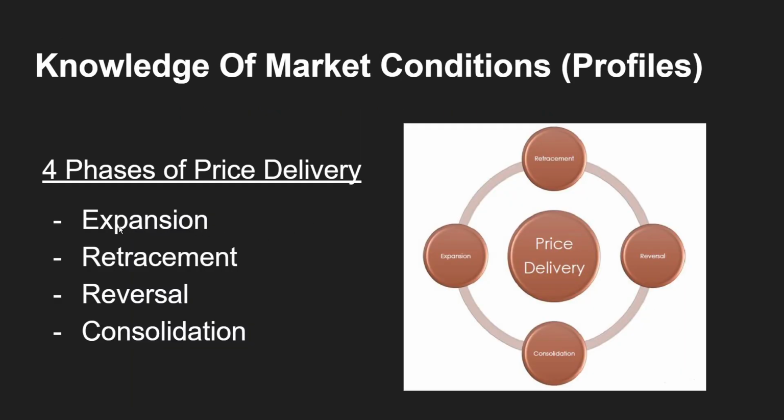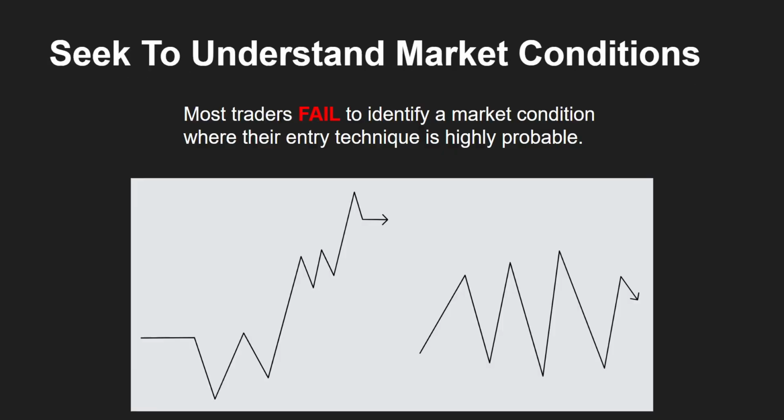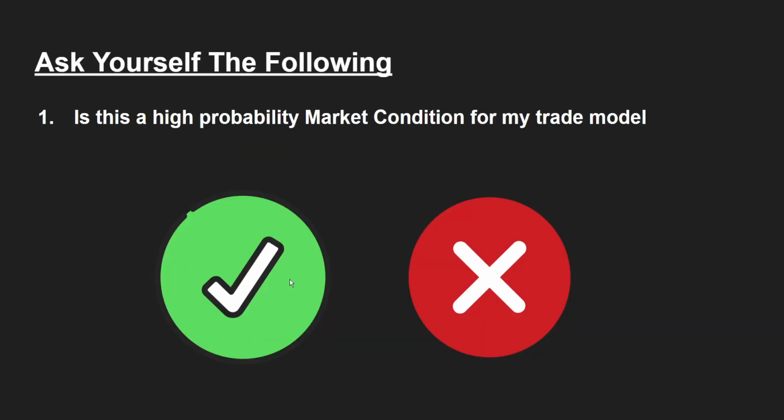Is it likely to be an expansion the whole day? Is it likely to retrace? Is it likely to reverse? Or is it likely to consolidate? Once you have that, then you can move forward throughout the other elements of a trade setup. So the first thing you need to ask yourself is, is this a high probability market condition for my trade model?